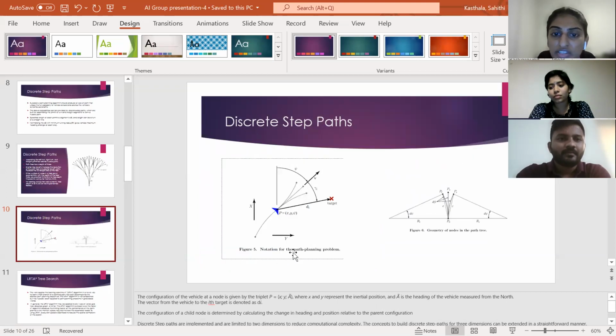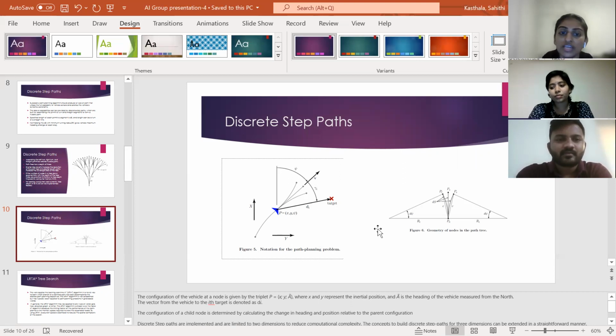Here we can see the notation for the path planning problem and also the geometry of the nodes of the path tree. The configuration of the vehicle at node A is given by P equal to X, Y, lambda, where X and Y represent the inertial position, and lambda is the heading of the vehicle, measured from the north. The vector of the vehicle at the ith node is denoted by d of i.